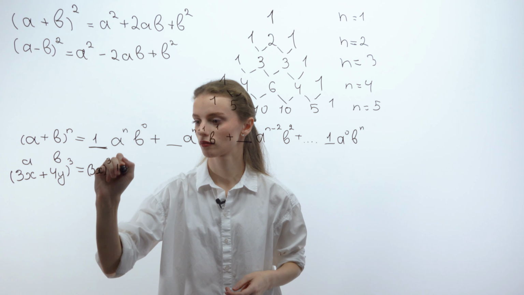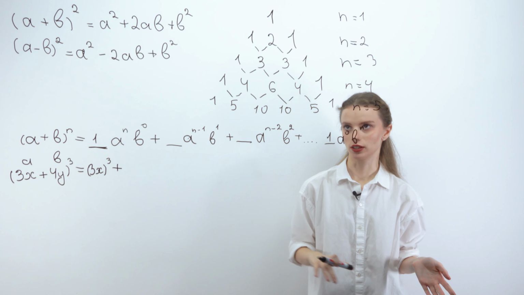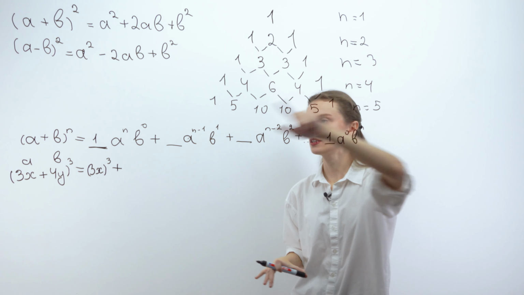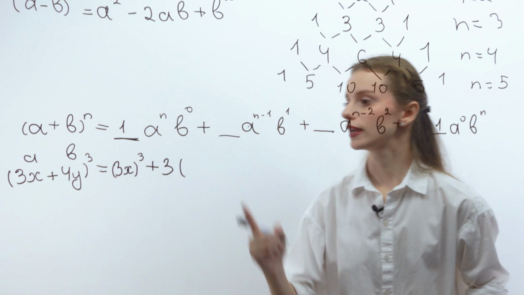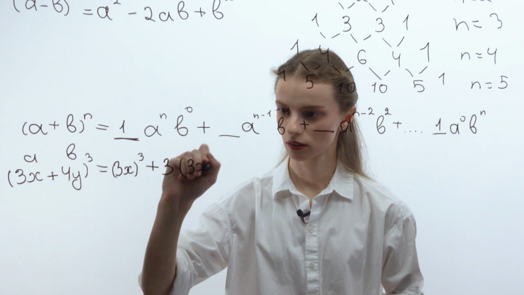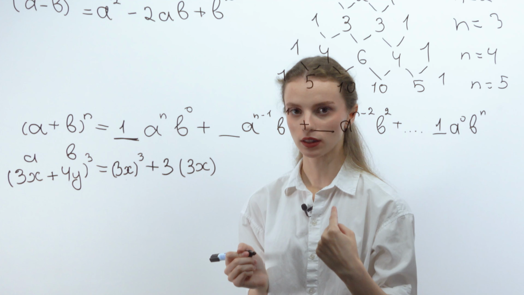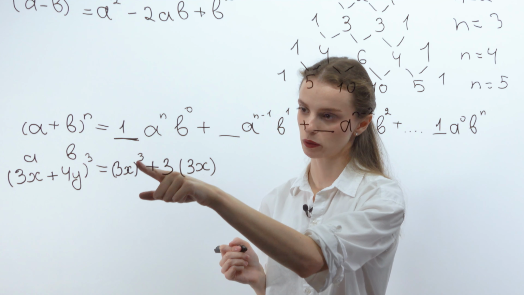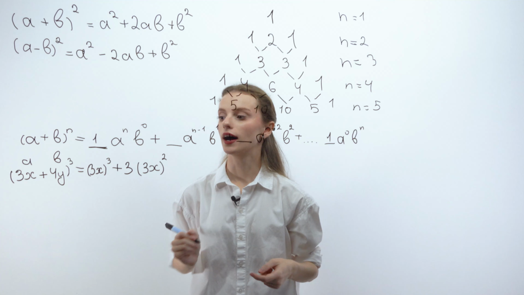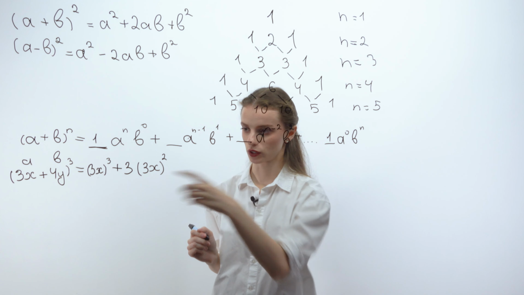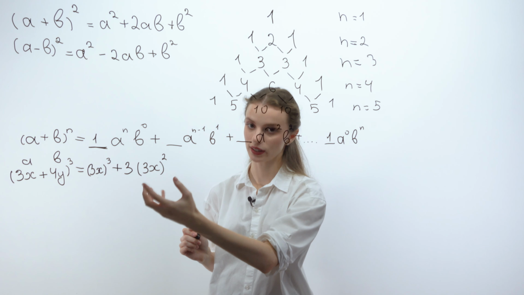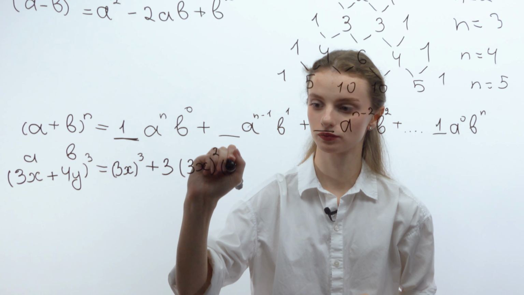Let's keep going. Plus, what will be my coefficient? After 1, so I see my n is 3, right? After 1, I have 3, so my coefficient is 3. Then I have my a, which is 3x, to the power 1 less than I had before. So here it was 3, now it is 2. And now my b is to 1 power more than it was before. So here it was b to the 0 power, now it's b to the first power, so just 4y.